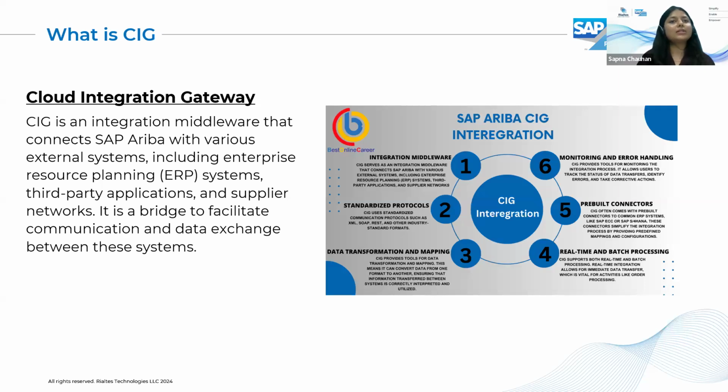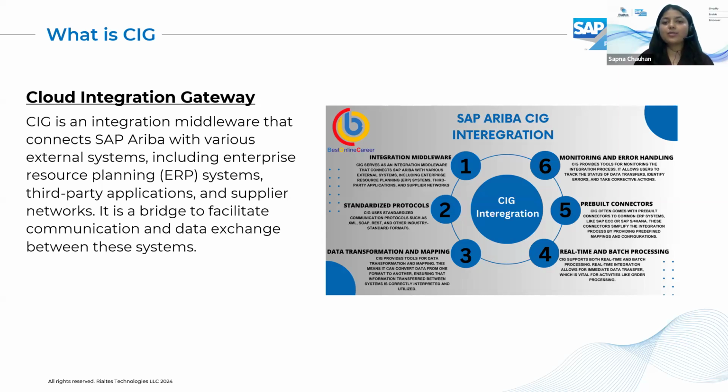So the main concept, the question is why SAP introduced CIG. The answer is because we need a secure communication between your backend system and your Ariba system. So CIG works in that way. CIG provides us six basic things.